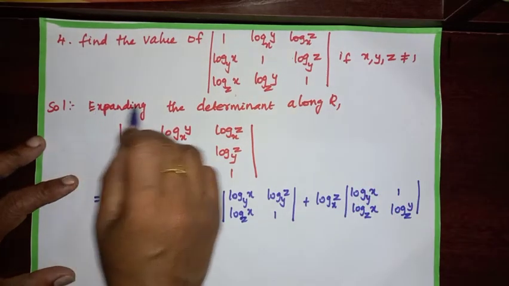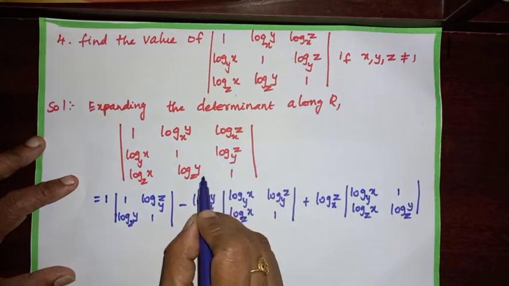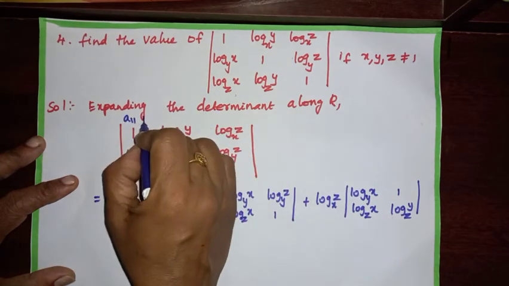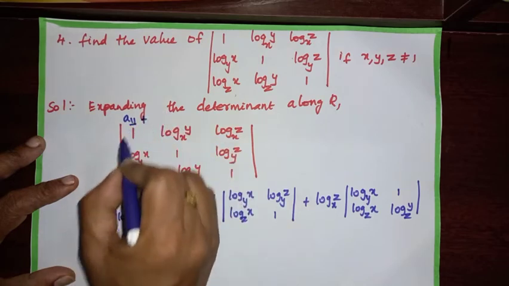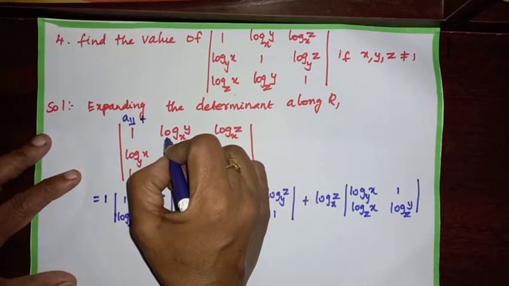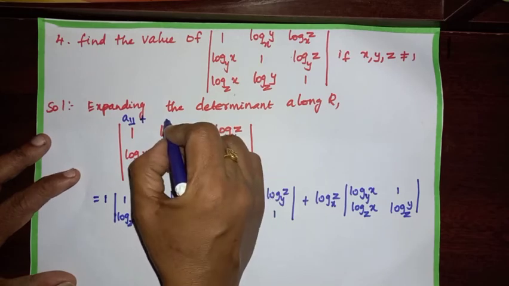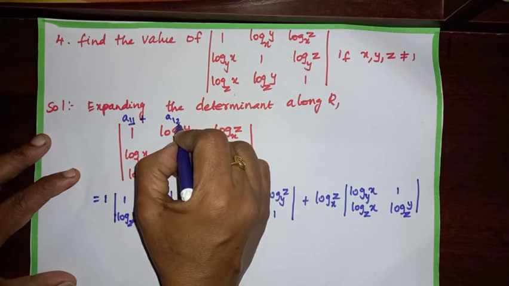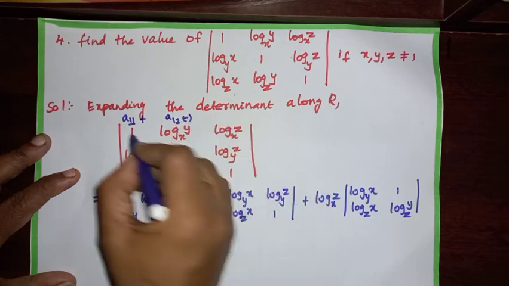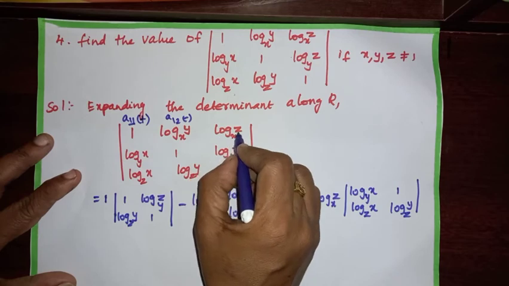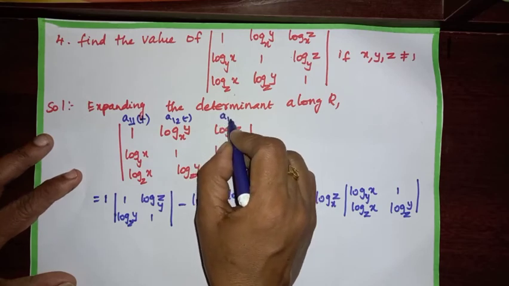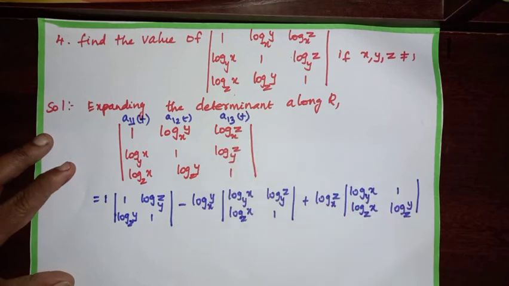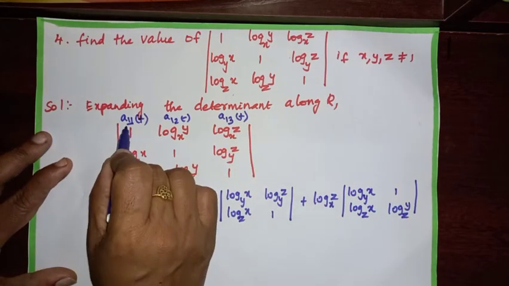Now I am going to expand the determinant along R1. So 1 stands in the place of A11, so we have to use positive signs here because 1 plus 1 is an even number. Log y with base x stands in the place of A12. 1 plus 2 is 3, an odd number, so we have to use a negative sign. Log z with base x is in A13. 1 plus 3 is 4, an even number, so we have to use a positive sign.